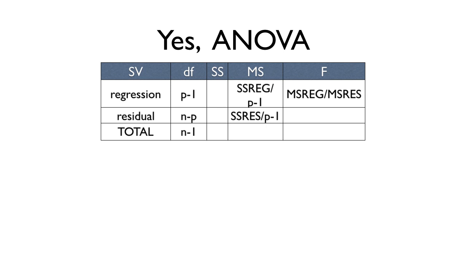So we actually get something that looks like this. We get variance due to regression, which has p minus 1 degrees of freedom. Residual has n minus p. N is the number of cases. Okay? And n minus 1 total. We take mean squared regression, divide by mean squared residual, and we get an F-value.